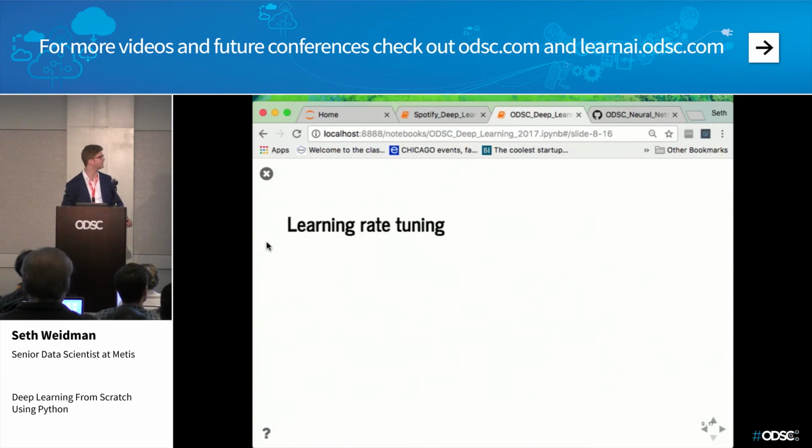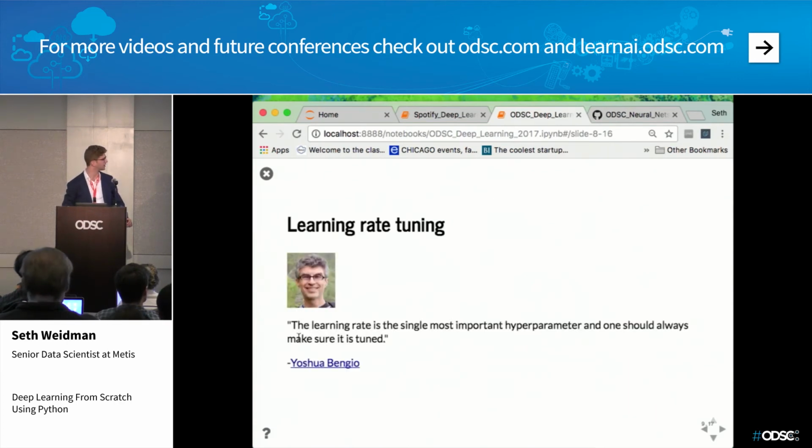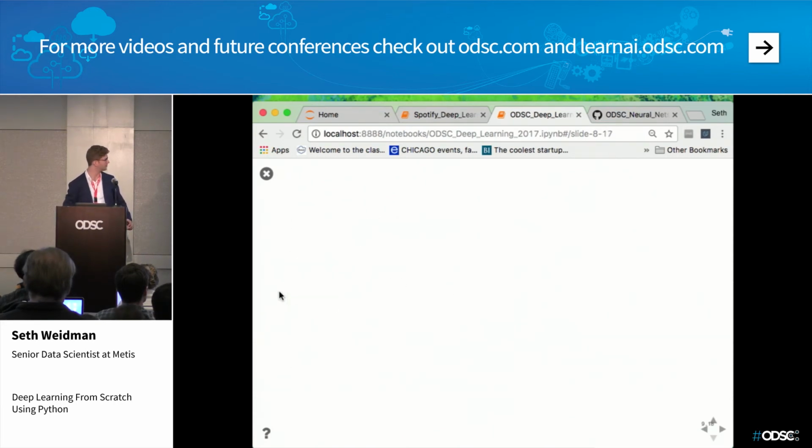All right, let's get to as many of these as we can. So first, just learning rate tuning. Yoshua Bengio says the learning rate is the single most important hyperparameter, and you should always make sure it's tuned.